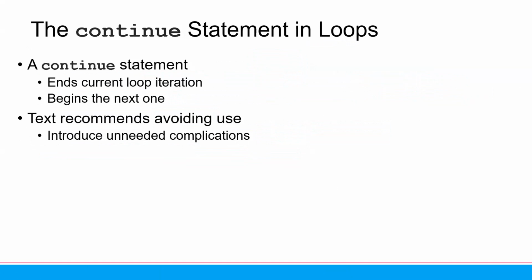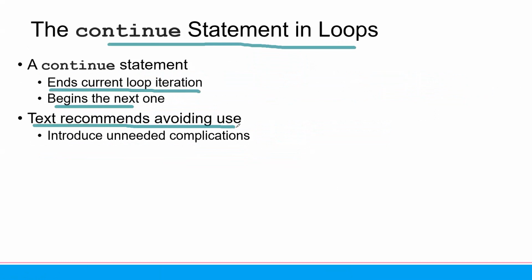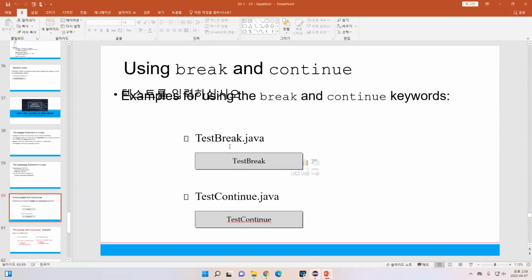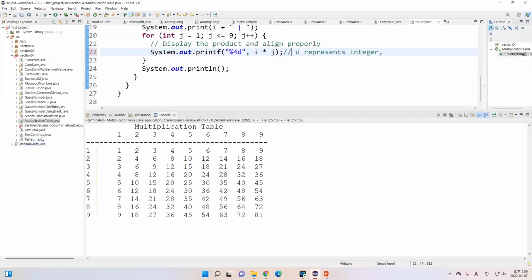There is another statement which is continue. The continue statement ends the current loop iteration and begins the next one. The text recommends avoiding its use because it introduces unneeded complications. So let's see the example. I give two examples, test break and test continue in your Java.